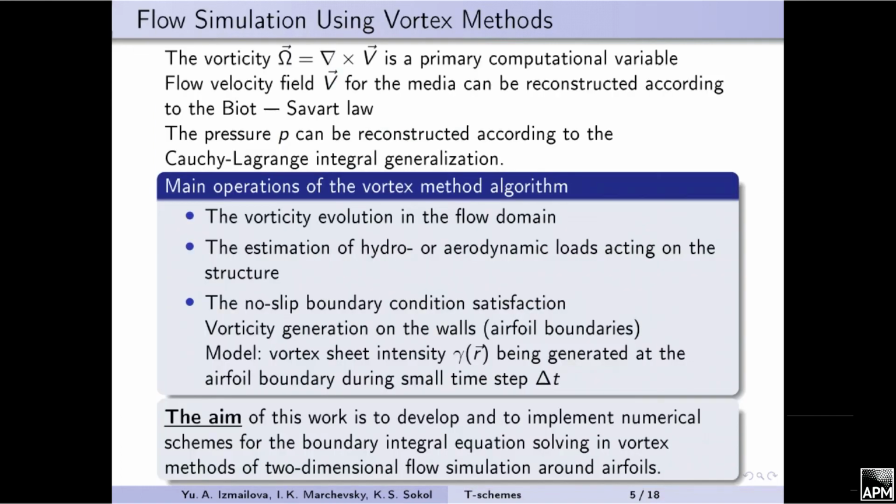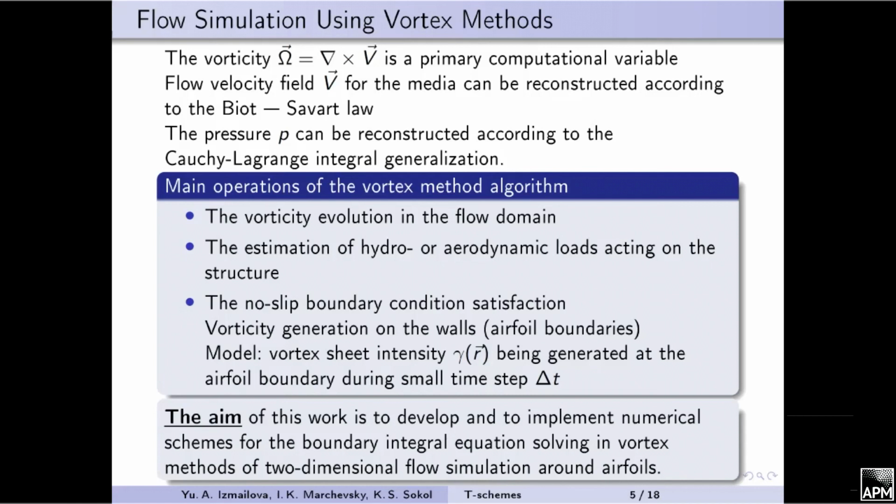While simulating the flow around an airfoil, the primary computational variable is the vorticity. By its distribution, it is possible to reconstruct the velocity field according to the Biot-Savart law, and the pressure can be reconstructed according to the analog of the Cauchy-Lagrange integral.